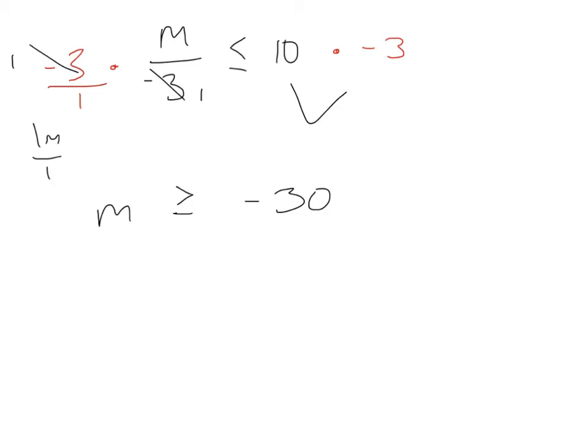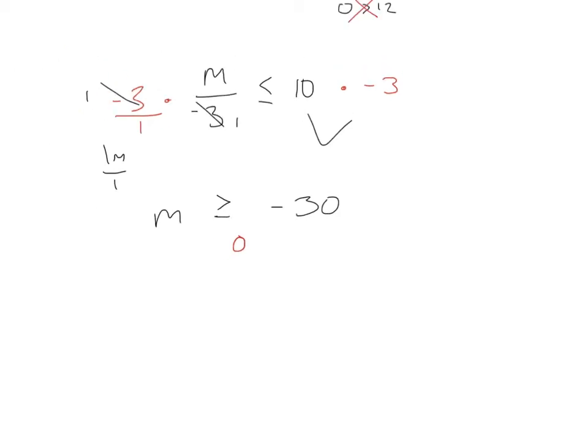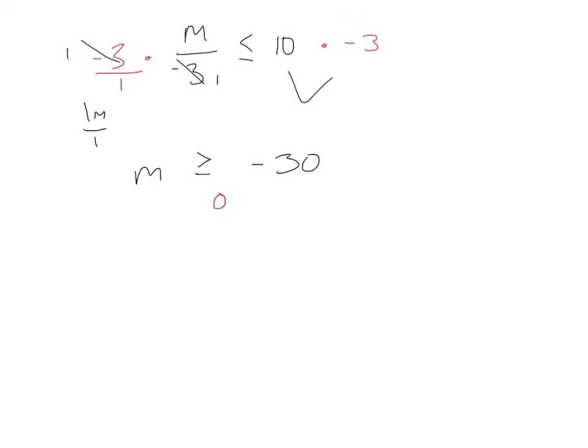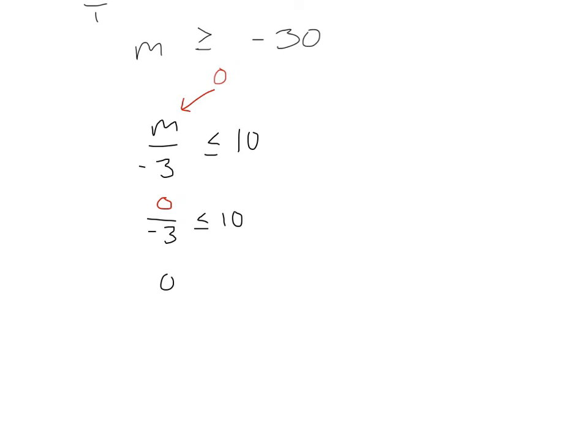Okay, so I'm going to pick some number that's greater than or equal to negative 30. I'm going to pick the easy one, 0. Alright, so I'm going to plug 0 into the original. The original was m divided by negative 3 is less than or equal to 10. If I plug that 0 in there, I get 0 divided by negative 3 is less than or equal to 10. And 0 divided by negative 3 is just 0, which is less than or equal to 10. And I get a true statement.